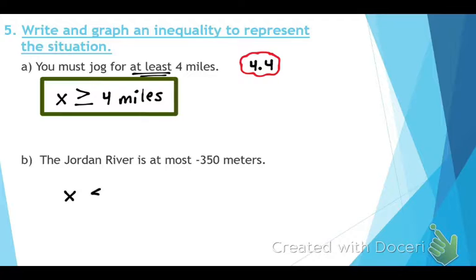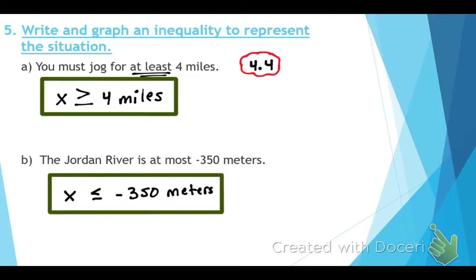Less than or equal to negative 315 meters. Okay. How many of you would say you got that same exact thing? All right, the most it could be is negative 350, which means everything else has to be less than that you plug in. All right, so now we're going to go back and graph these.